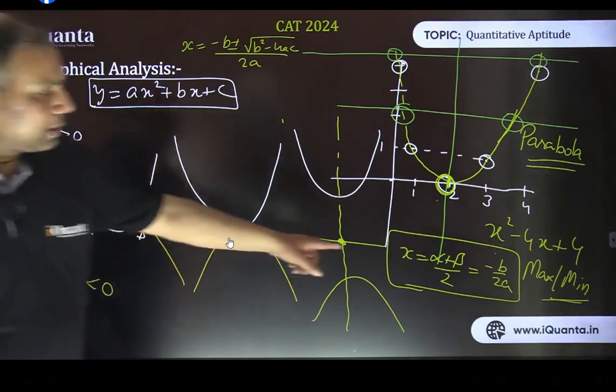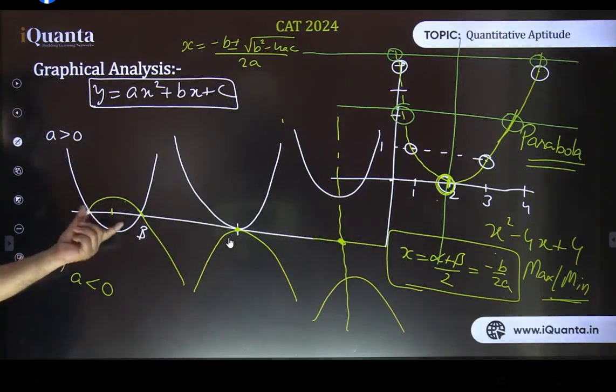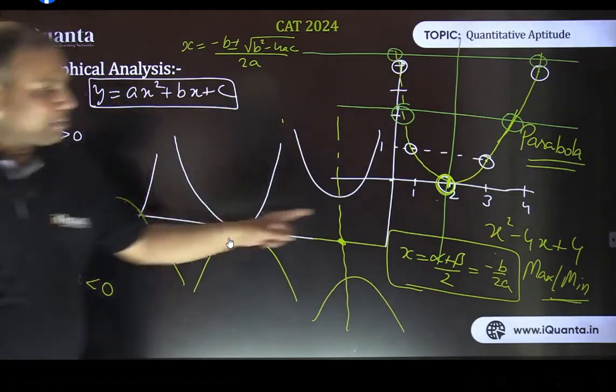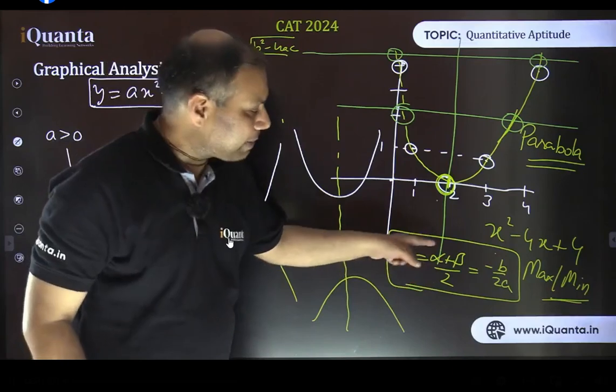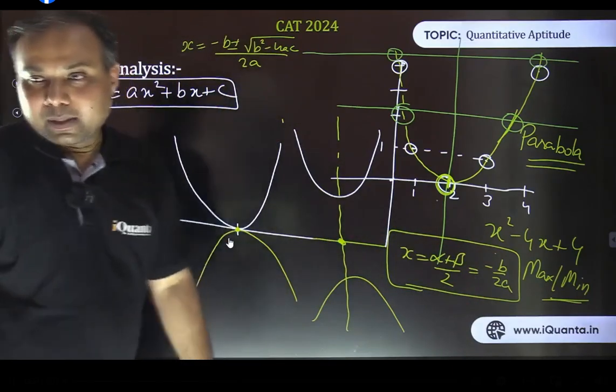Preetham, minus b by 2 we just discussed now. It is the midpoint of alpha and beta, so it is alpha plus beta by 2. And alpha plus beta we already did, it is minus b by a. So minus b by a divided by 2 gives you minus b upon 2a.